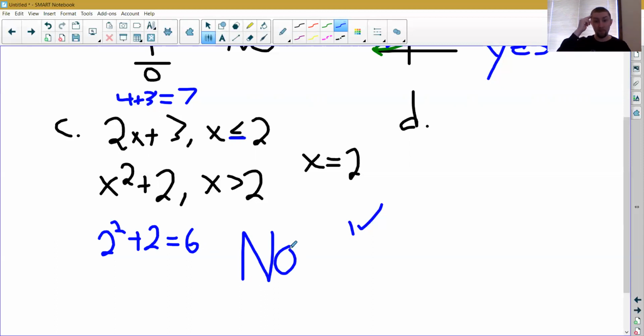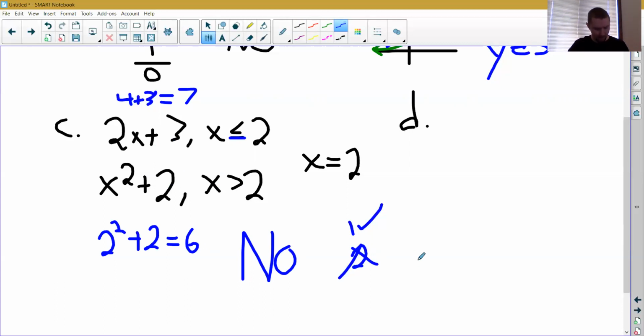Okay, and most often if you have a piecewise function with just 2 pieces like this, if it's going to fail, it's going to fail condition 2, because you're not going to match up coming from the top side, from the positive side, and from the negative side. Okay, so that's no, because it failed condition 2.